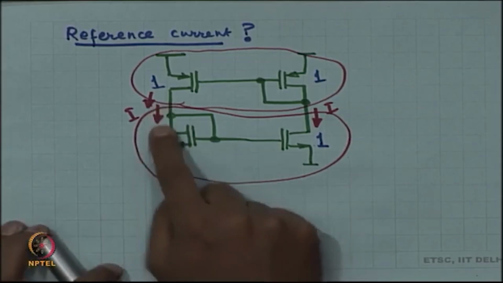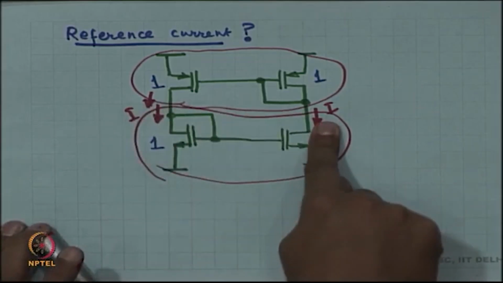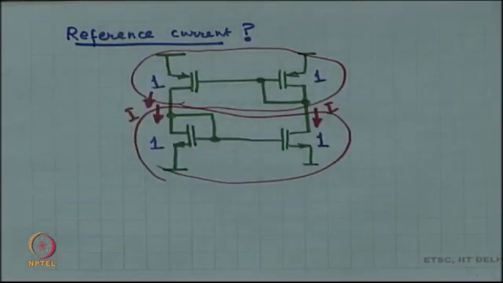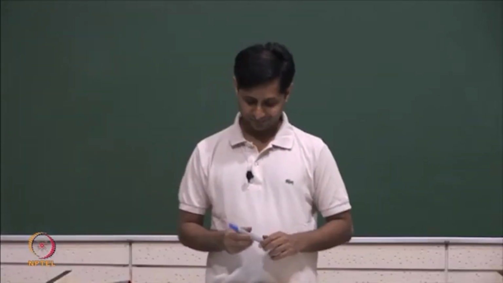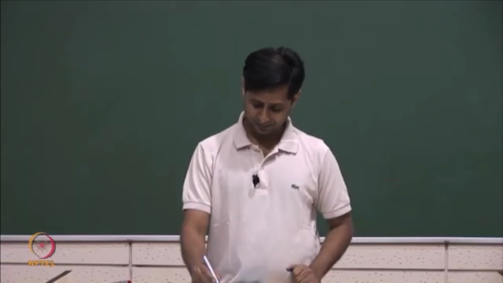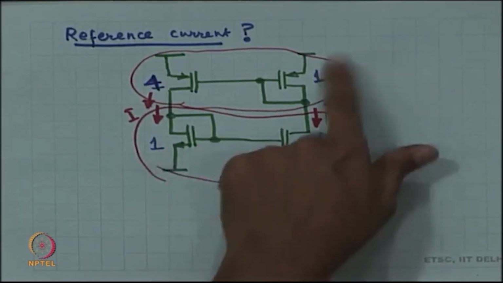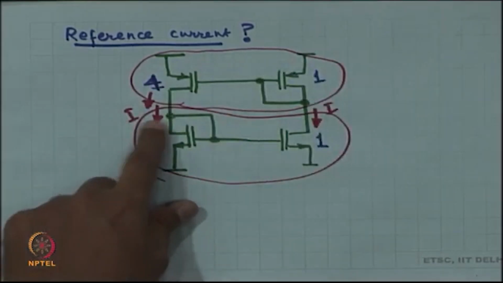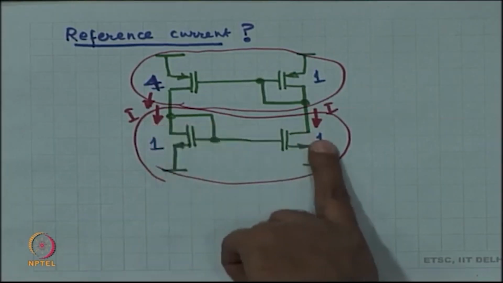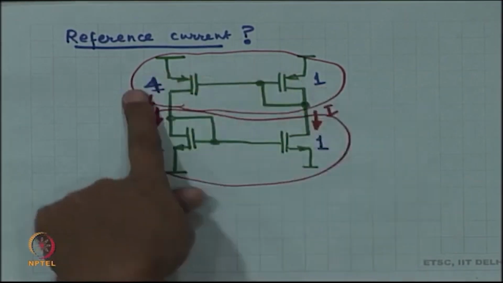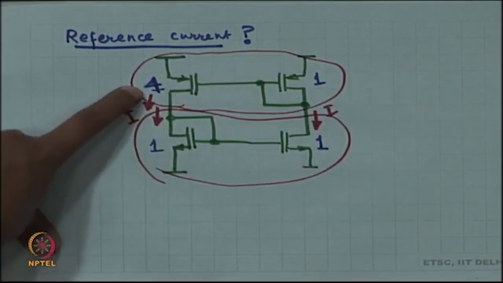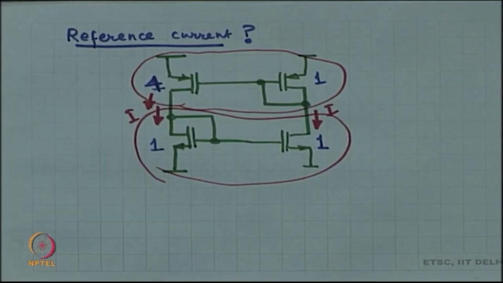All that I know is if I have a value of I over here, that is going to be mirrored and that is going to be mirrored back. What is that value? I can't tell. Okay. Let us modify this. Let us say I make this 4 times. So, 1 is to 1 and 1 is to 4. So, if I start with the current I, the NMOS mirrors it and makes it I, and then the PMOS mirrors it and makes it 4I.